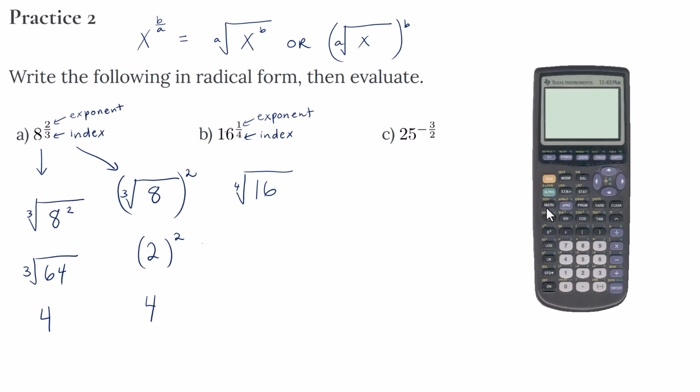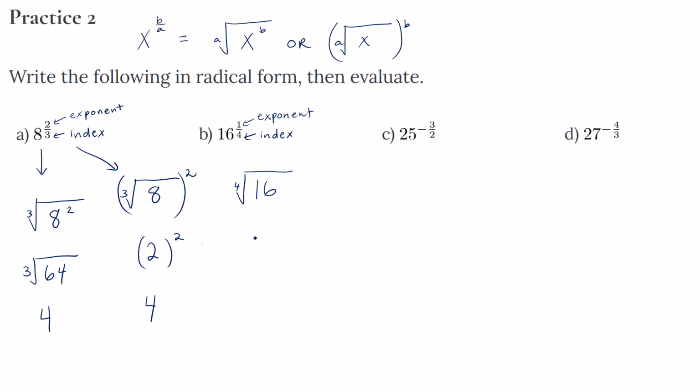So just as a quick reminder, because we're doing a 4th root, we want to put 4, then math, and then we'll choose the x root, so number 5, then put our radicand, and that comes out to 2. So the 4th root of 16 is 2.